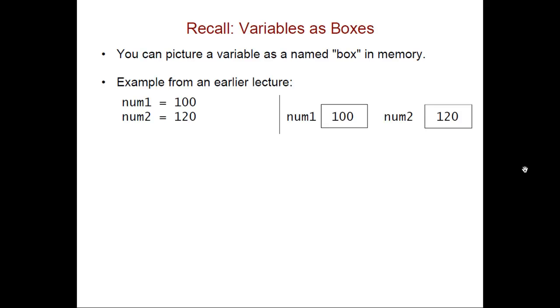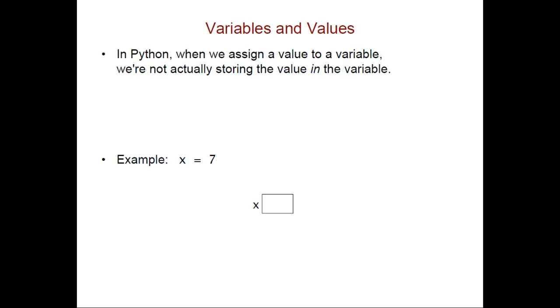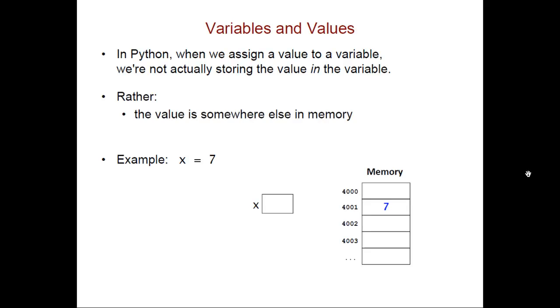It turns out this is an okay picture if you're dealing with things like integers, but it's actually an incomplete picture. What's happening in Python when we assign a value to a variable is we're not actually storing the value in the variable itself. The value is somewhere else in memory. So if I'm assigning 7 to the variable x, 7 is not inside the box for x. It's somewhere else. And what's actually stored in x is the memory address of that value. In this case, you can see that the value 7 is in memory address 4001, and so what would actually be stored in x is that memory address.